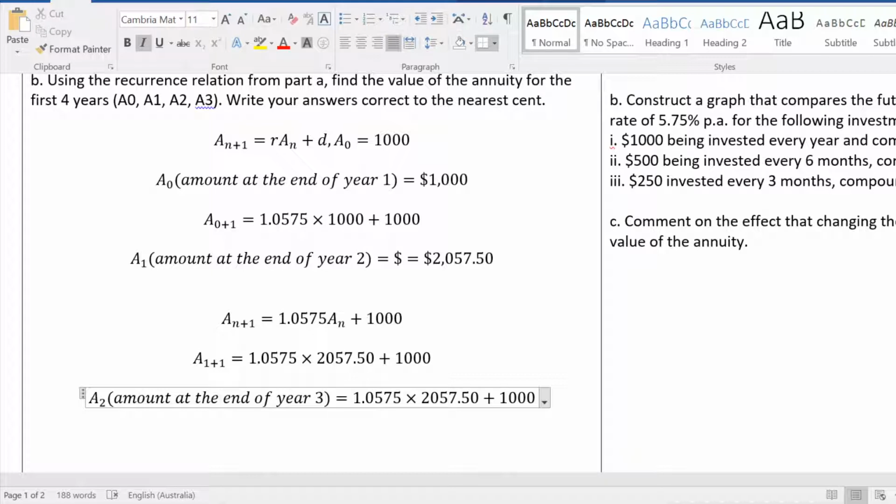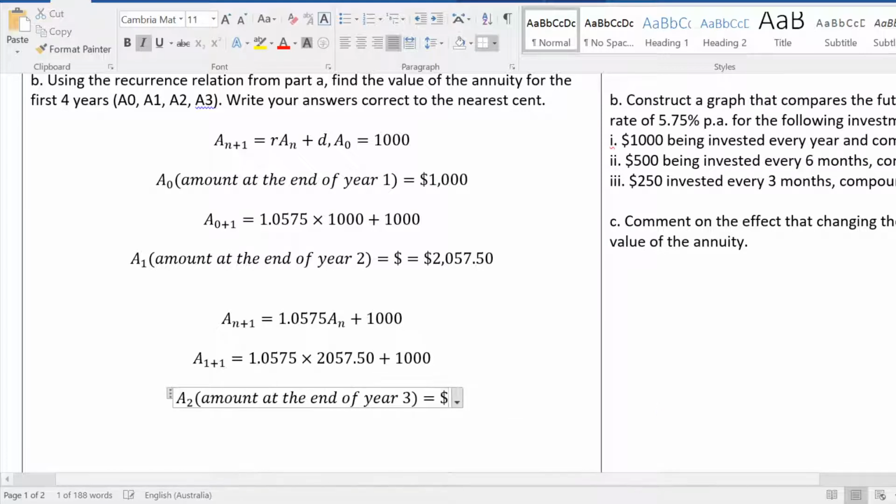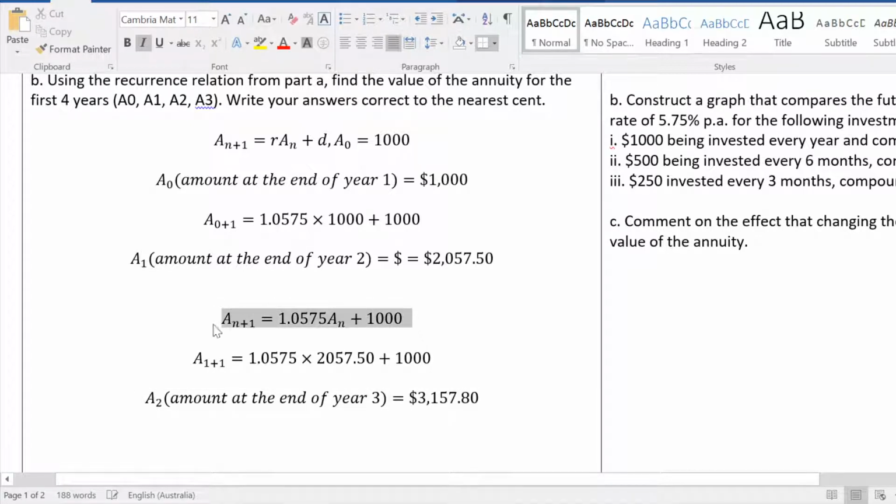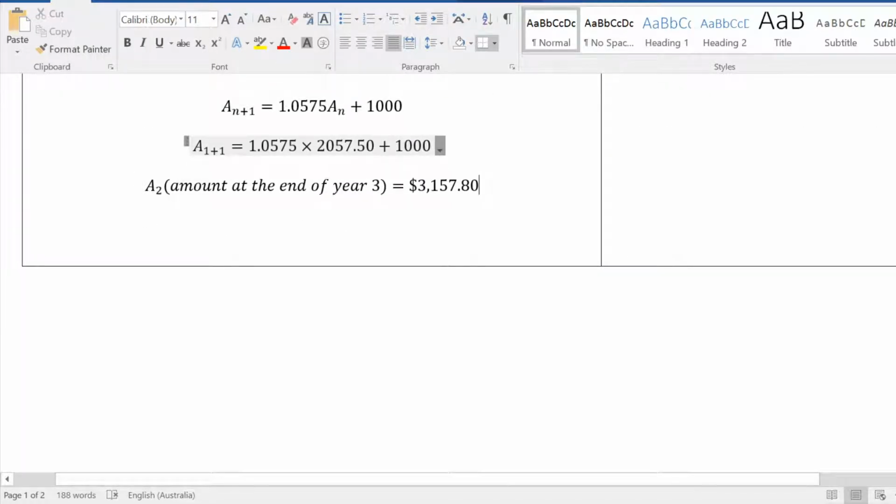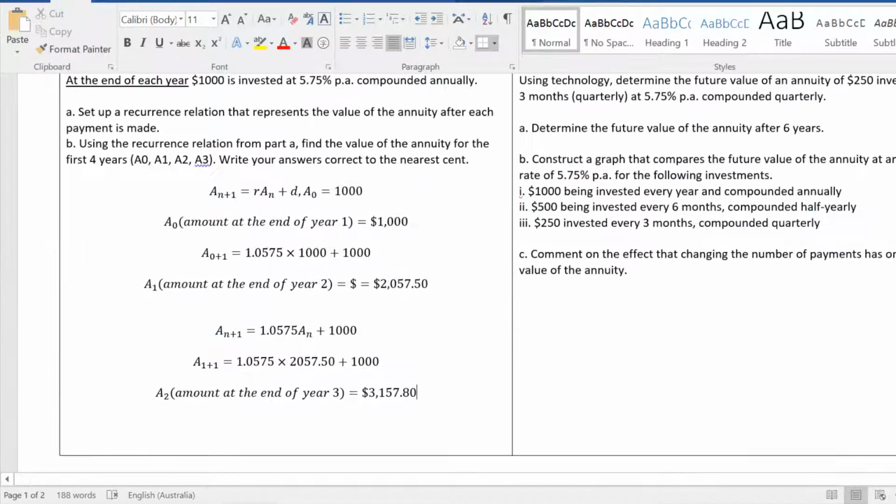Okay. The amount at the end of year 3 is going to equal $3,157.80 for that one there. And finally, what we have to do now, put my recurrence relation down here. I'll zoom out a little bit now so you can see the whole thing.